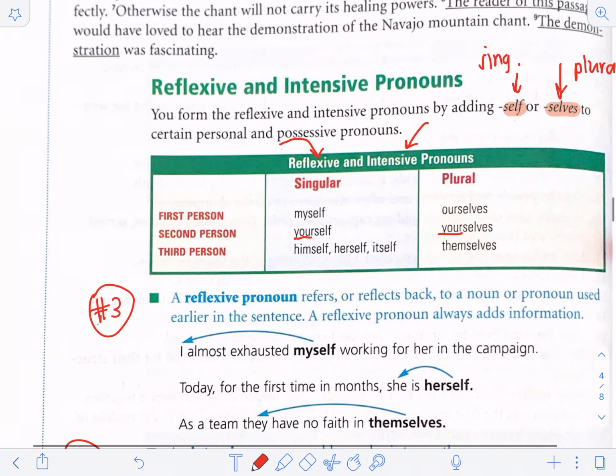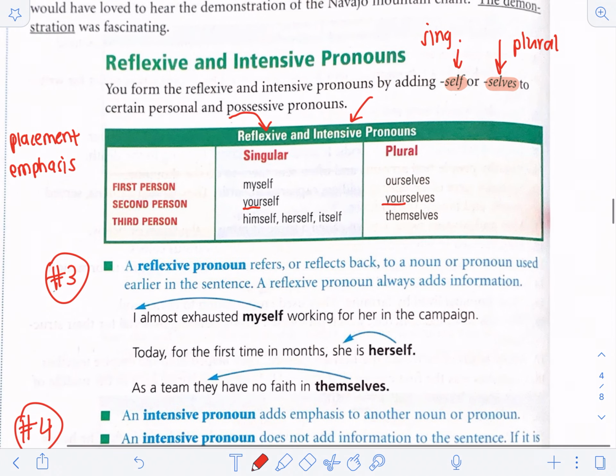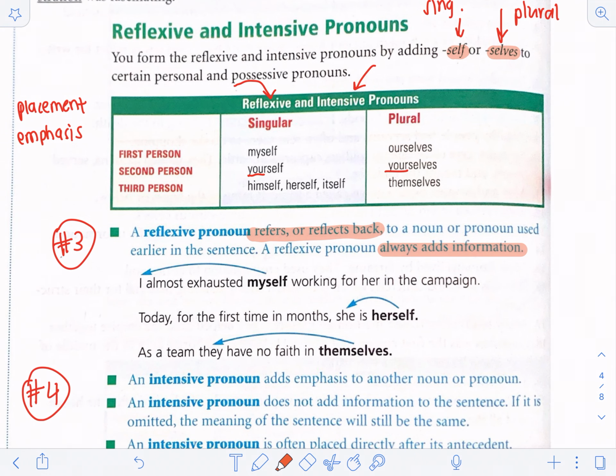The part that plays a role is the placement within the sentence, as well as the emphasis. So I'm gonna walk you through it. I just kinda wanna point this out. So for example, a reflexive pronoun refers or reflects back to a noun or pronoun used earlier in the sentence. This always adds information. For example, I almost exhausted myself working for her in the campaign. Myself is reflecting back to the subject of the sentence.